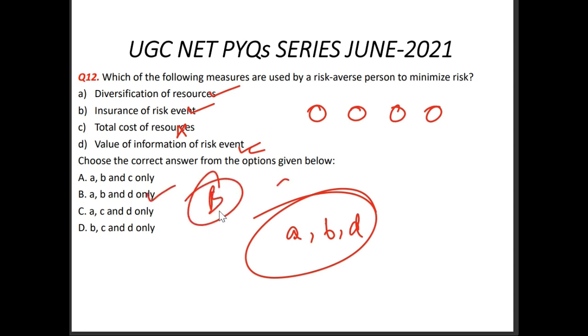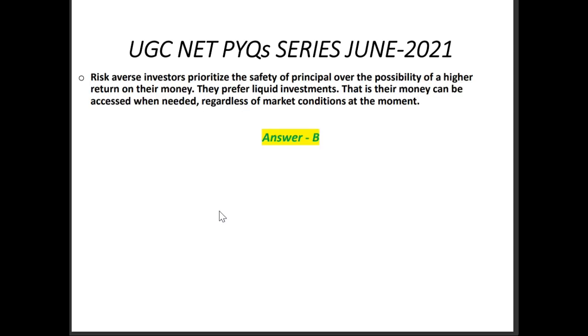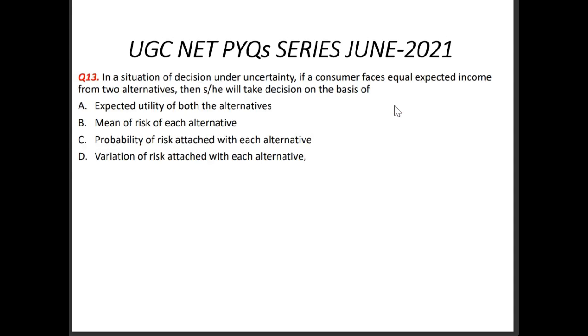So the option is A, B and D. So option B is the correct answer. इसके एक्सप्लेनेशन यहाँ पे दिया हुआ है कि risk averse investors prioritize the safety of principal over the possibility of a higher return on their money. They prefer liquid investments, that is their money can be accessed when needed regardless of the market conditions at the moment. तो उनका जो रिसोर्सेस है वो कभी भी मार्केट रिस्क से एसोसिएटेड नहीं होता है, because he always avoids risk. All right.